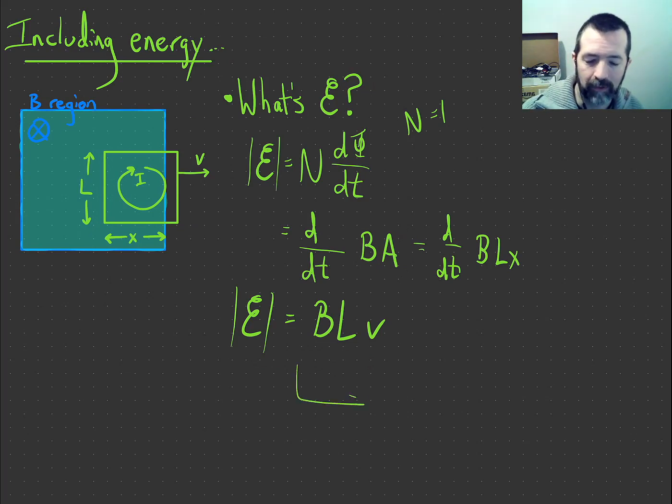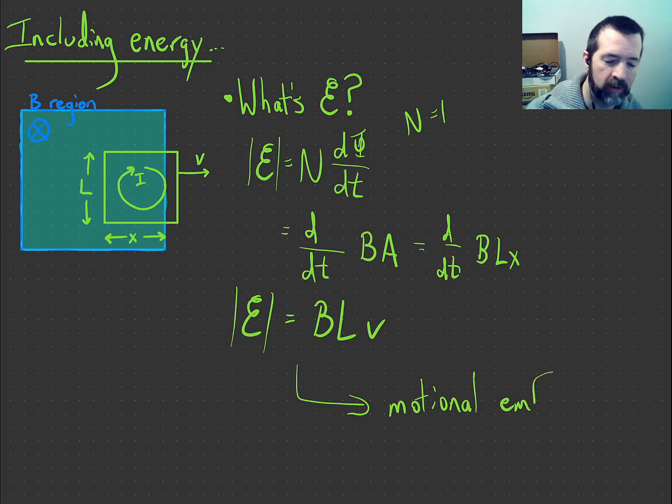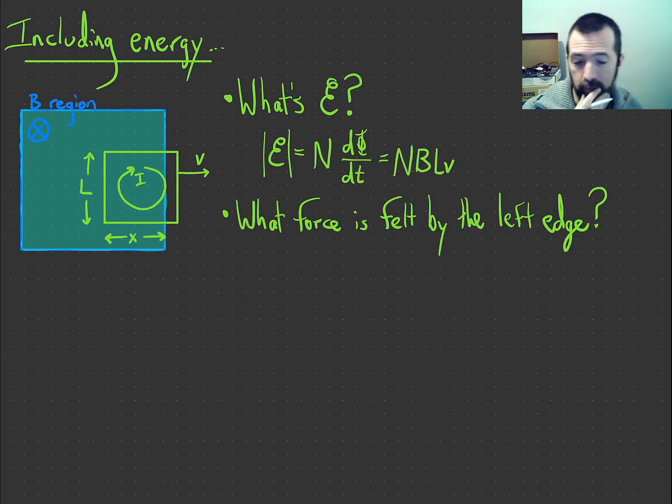So we already saw this exact same result before. This is also called motional EMF, because it's an EMF that comes from motion. So that's something that you're likely to see on the exam. But that's my result, BLV. All right, next question.